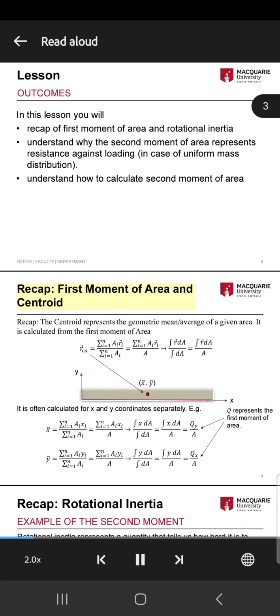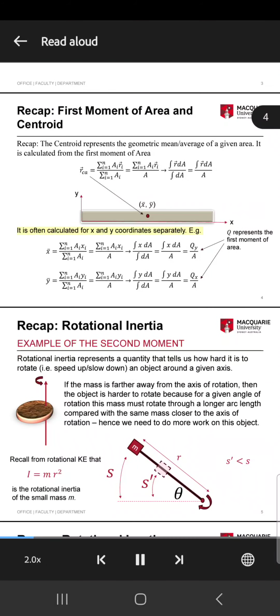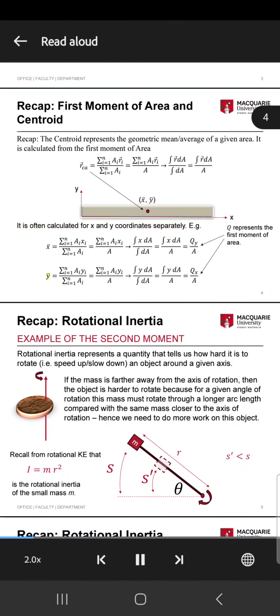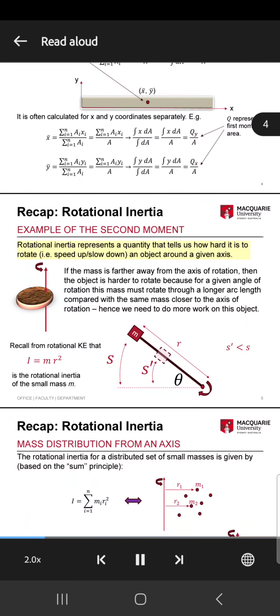Recap. First moment of area and centroid. It is often calculated for x and y coordinates separately. Recap. Rotational inertia. Rotational inertia represents a quantity that tells us how hard it is to rotate, i.e. speed up or slow down, an object around a given axis.